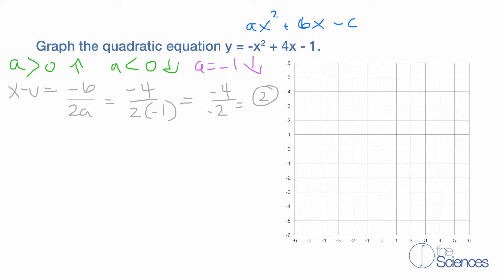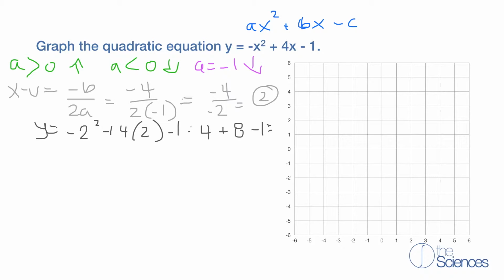Now our y vertex is found by substituting our x vertex in the equation. So when we do that, we get negative x, which is 2 squared, plus 4 times 2 minus 1. So now we have negative 2 squared, which is 4, plus 4 times 2 is 8, minus 1. So now our y vertex is 4 plus 8.